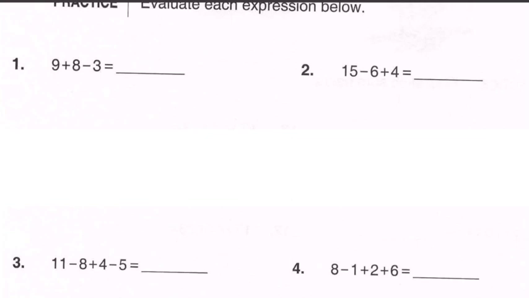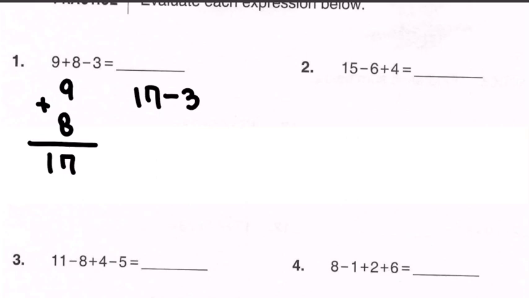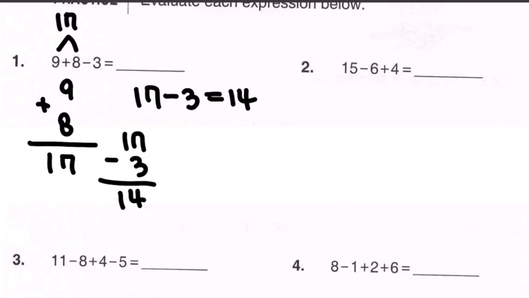So the first question that we have is evaluate each expression below, and our first question is 9 plus 8 minus 3. Now from left to right, we're going to add 9 and 8 first. 9 plus 8 would be 17, right? Now, this gives us 17 minus 3, since this was 17. Now, 17 minus 3 gives us 14. Therefore, 9 plus 8 minus 3 is going to be 14.